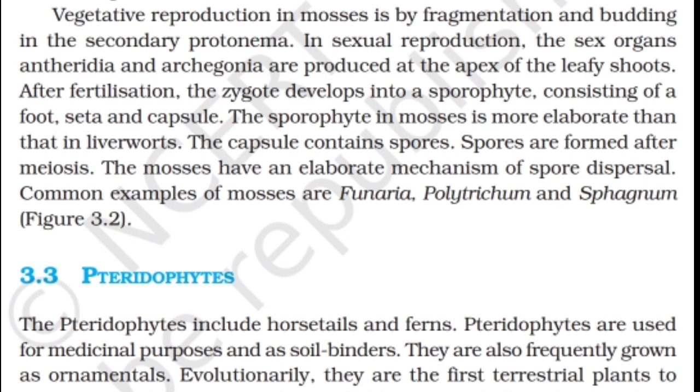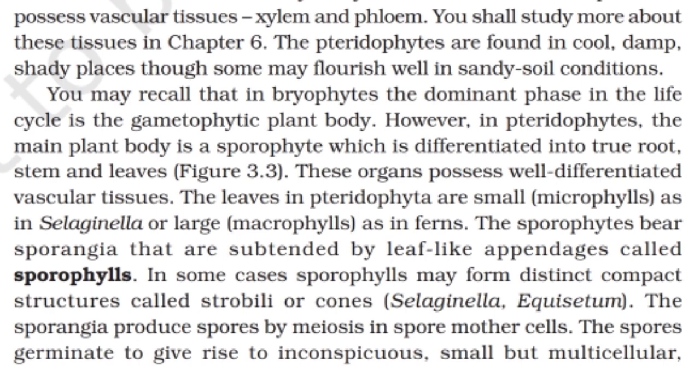3.3 Pteridophytes. The pteridophytes include horsetails and ferns. Pteridophytes are used for medicinal purposes and as soil binders. They are also frequently grown as ornamentals. Evolutionarily, they are the first terrestrial plants to possess vascular tissues, xylem and phloem. You shall study more about these tissues in Chapter 6.